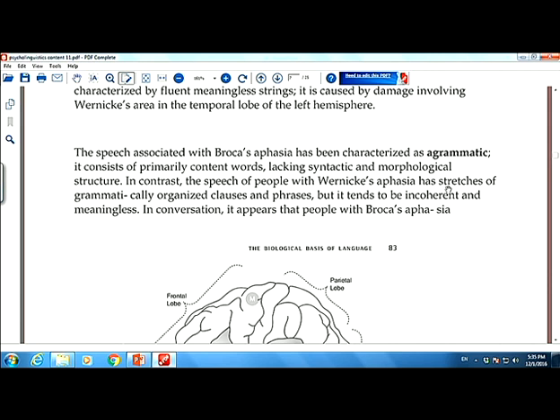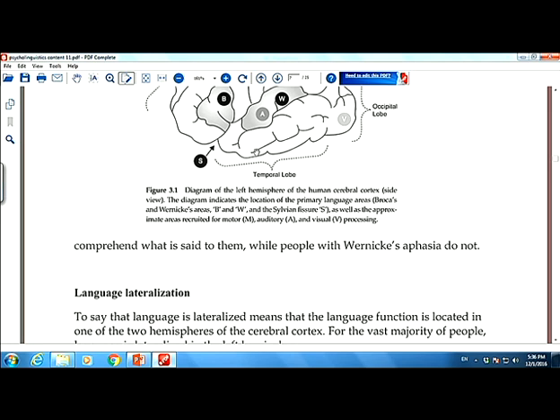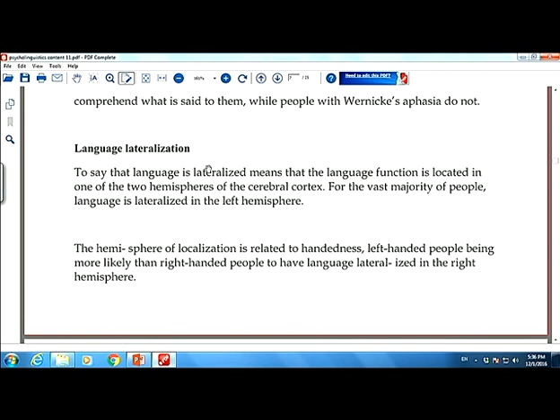This picture or this figure shows us where each area is. So this one is Broca's area, this is Wernicke's area, this is the motor control area, and so on. So we need to read it. Language lateralization. What does that mean? This is important. It's written in bold, language lateralization. To say that language is lateralized means that language function is located in one of the two hemispheres, either right or left. So this is summarized for you.